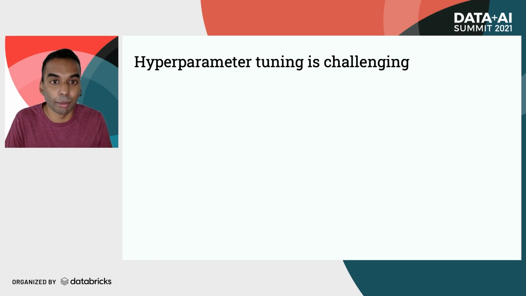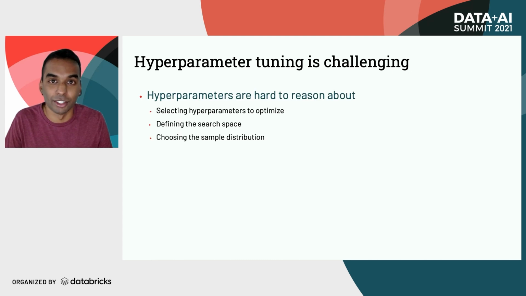And that's because hyperparameter tuning is inherently challenging. For starters, hyperparameters can be really unintuitive. Even with approaches like Bayesian optimization, how do we know which hyperparameters to optimize? Or how large of a search space do we define? And which distributions should we even sample from? These are all really tough questions to reason about without domain expertise.